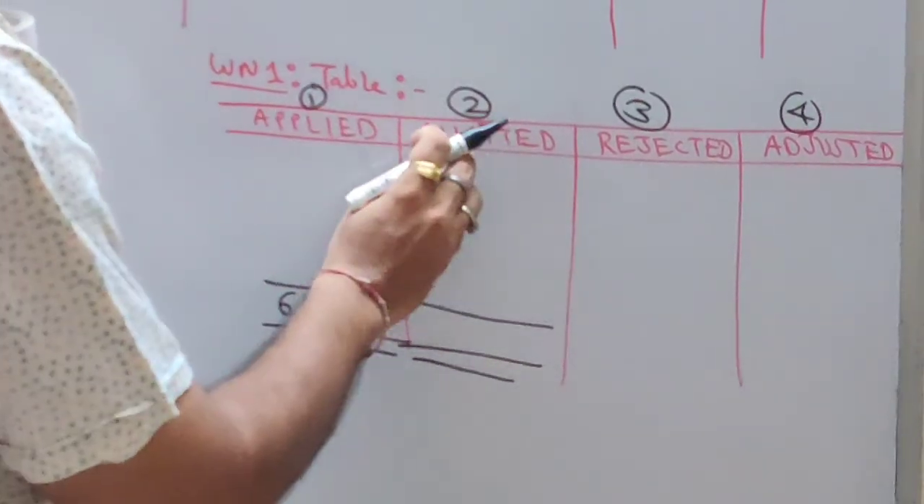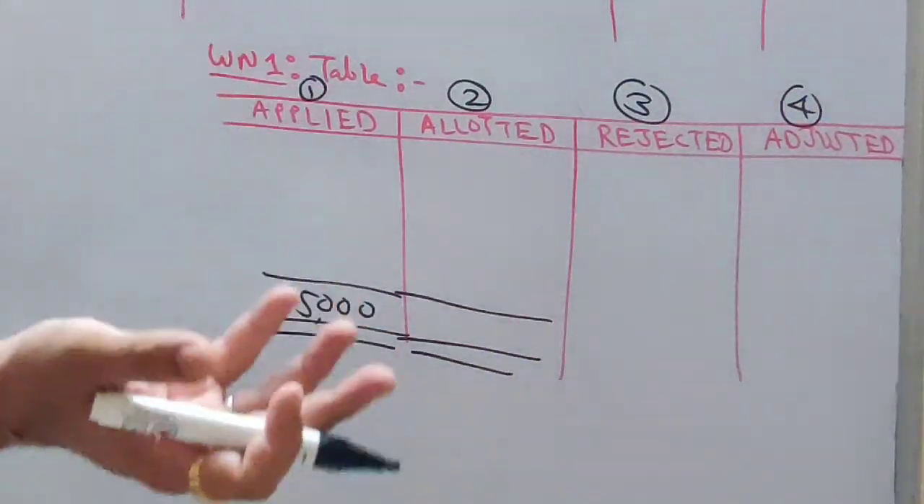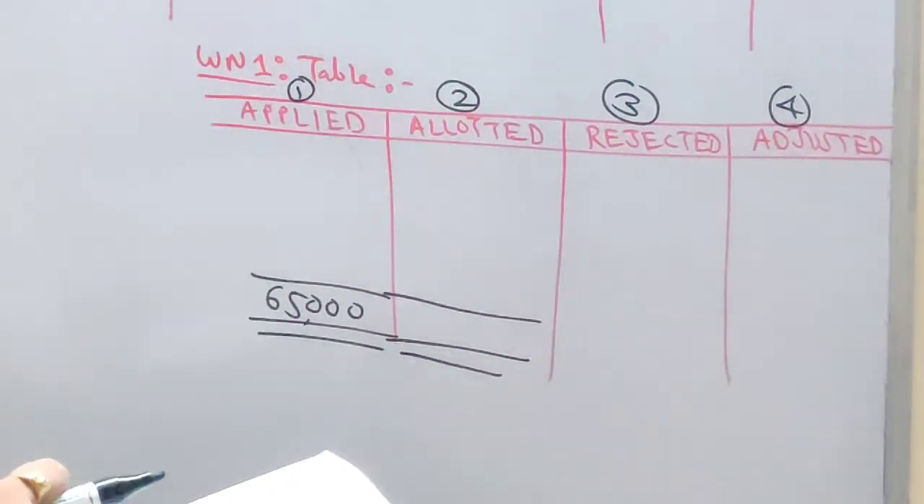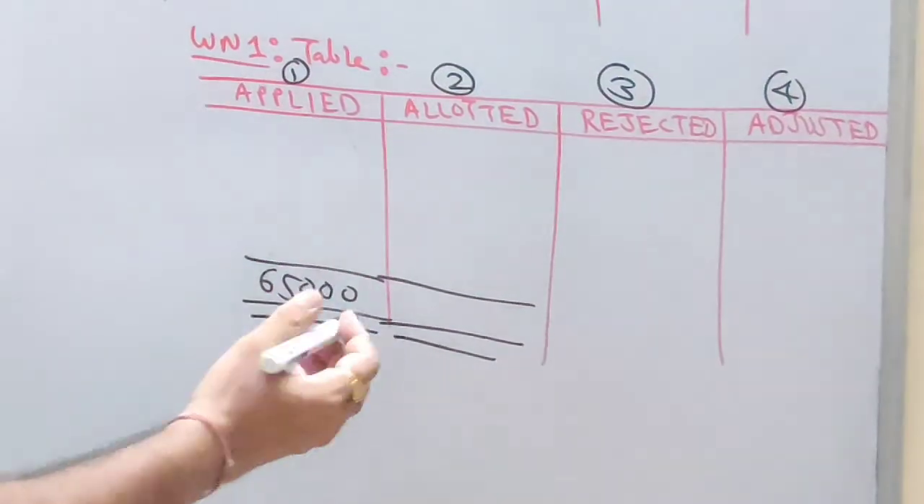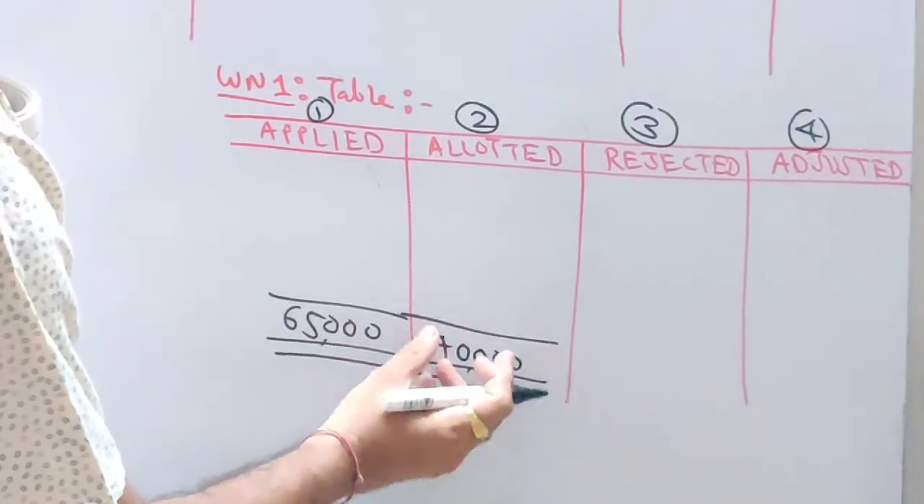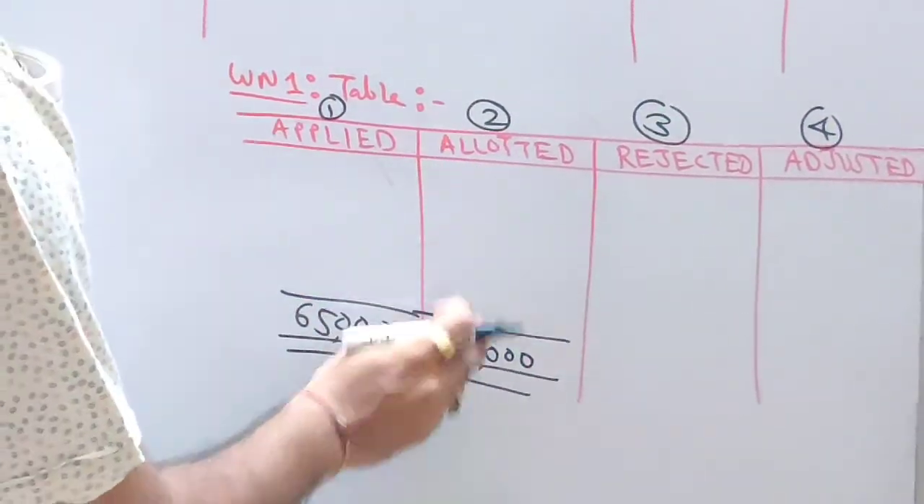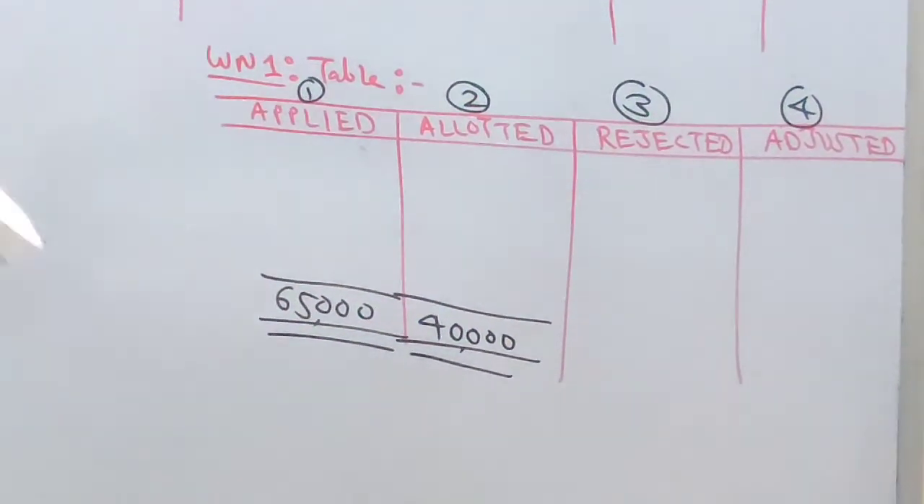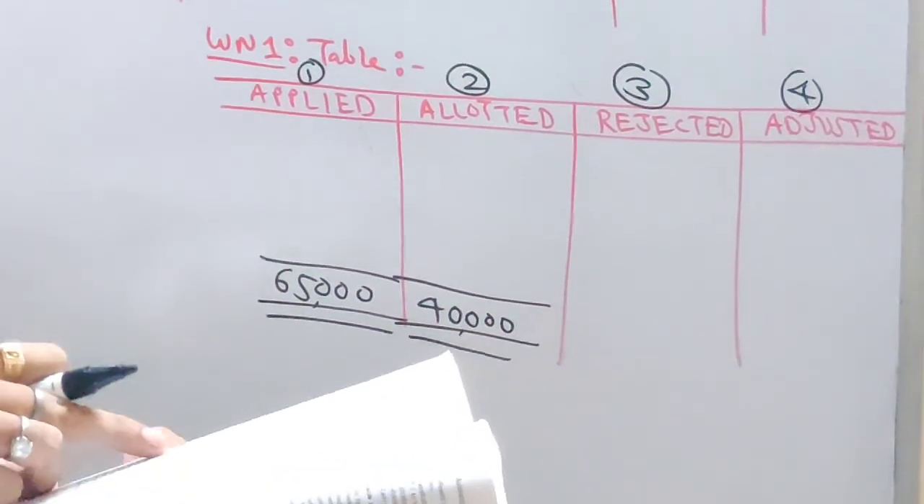Maximum allotment. Maximum allotment is always equal to the offer. How many shares has the company offered? 40,000 shares. So the company can allot a maximum of 40,000. Above this, allotment is not possible. Now, how is allotment done?